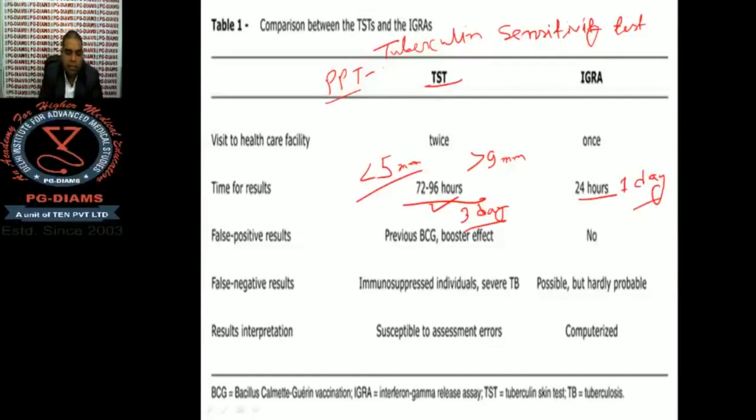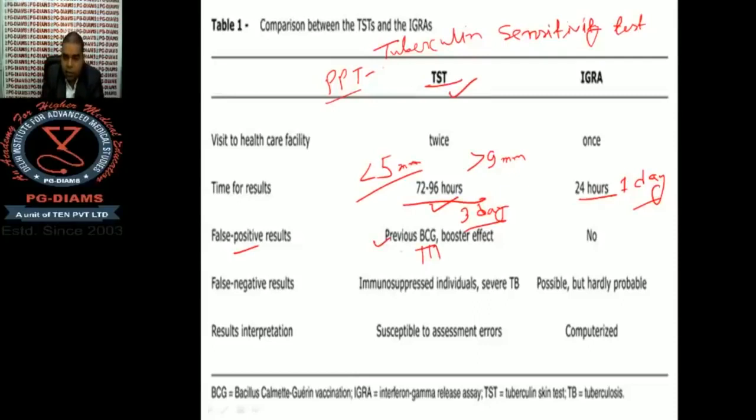What is the second difference? The second difference is if there is BCG vaccine, that is Bacillus Calmette-Guérin vaccine, which is given to newborns, if it has been given, then they show positive. In the tuberculin sensitivity test, they appear as positive.